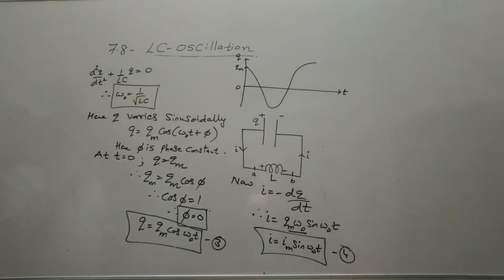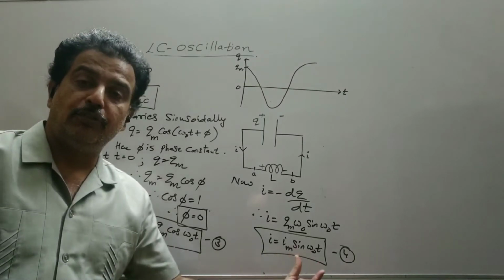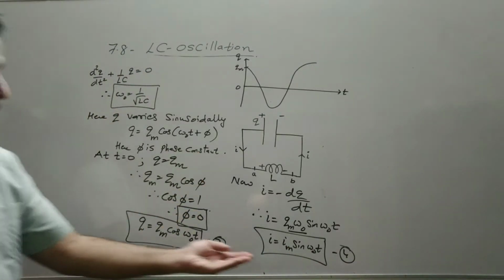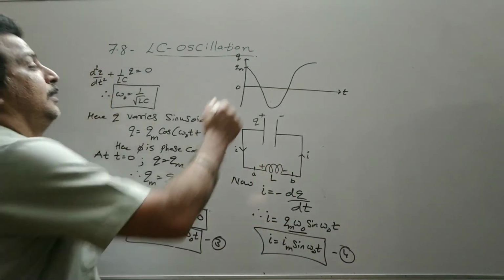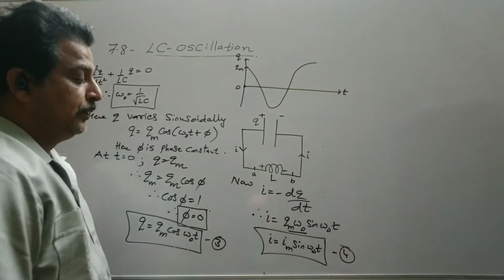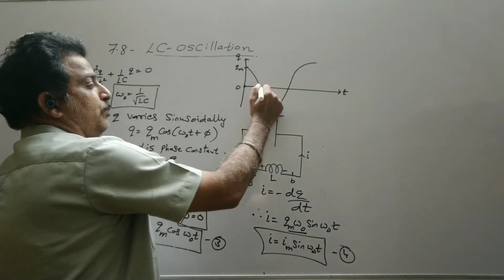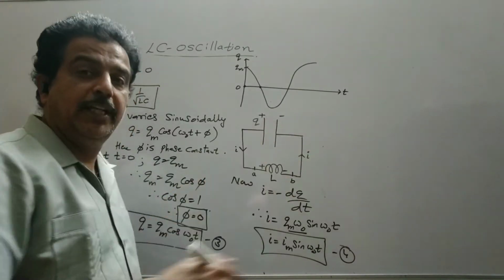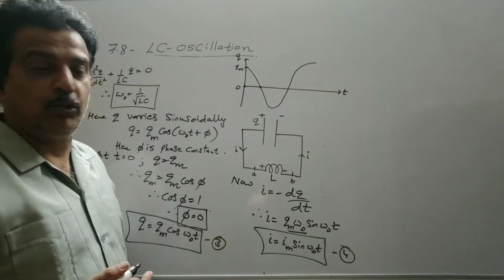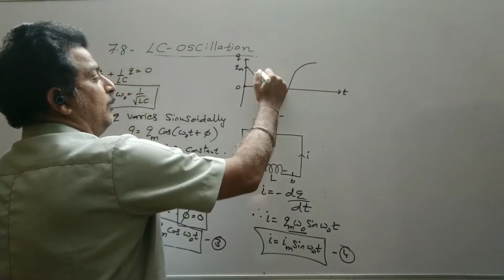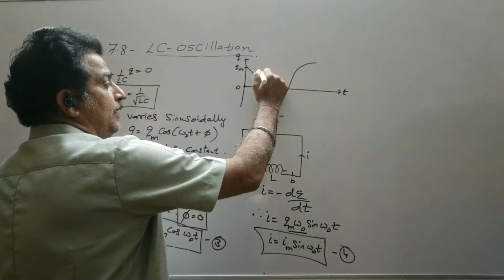So charge is a function of cosine and the current is a function of sine. It means as this value decreases, this value increases. So this is maximum, and initially the current is minimum. Then when the charge becomes minimum, that is, the capacitor is fully discharged, the current becomes maximum here. So initially the capacitor was fully charged, now it is fully discharged.